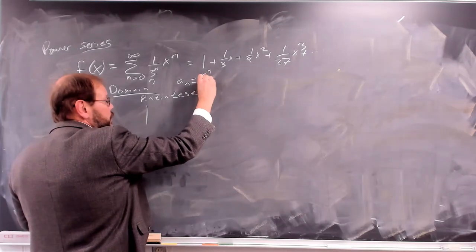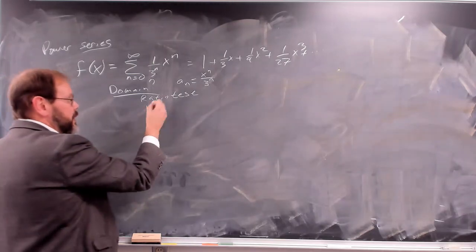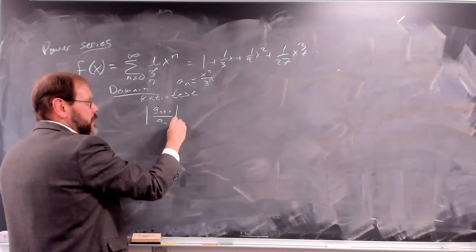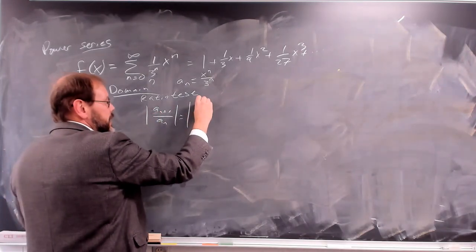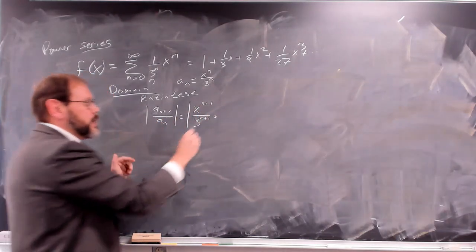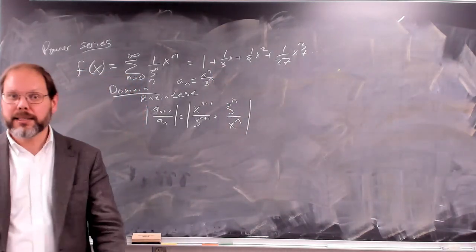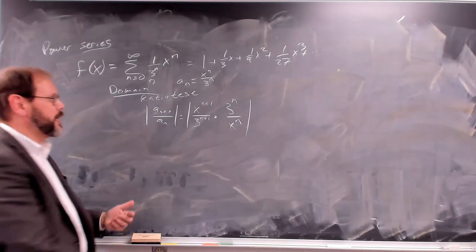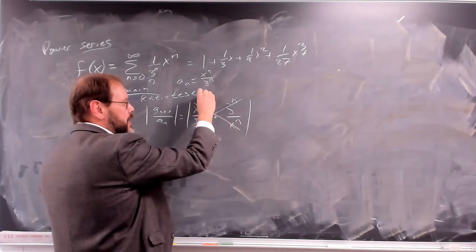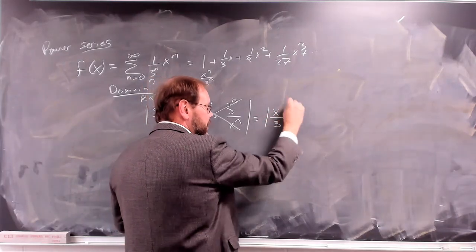So again, my terms look like x to the n over 3 to the n. Or maybe I could write it as x over 3 to the power of n if I wanted. But let me just say I want a to the n plus 1 over a to the n. x to the n plus 1 over 3 to the n plus 1, and then I'm going to take the reciprocal of this, 3 to the n over x to the n, and simplify it. When I do that, those will cancel out and leave a 3 in the denominator. Those will cancel and leave an x in the numerator, and so I get the absolute value of x divided by 3.